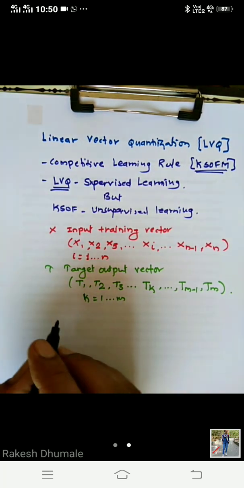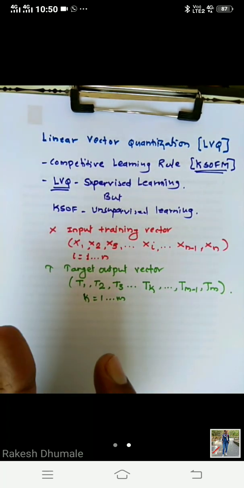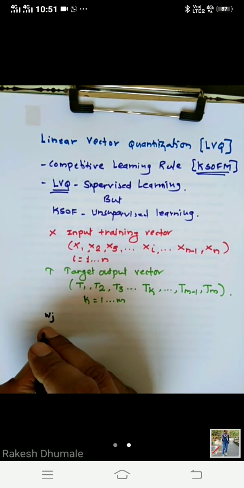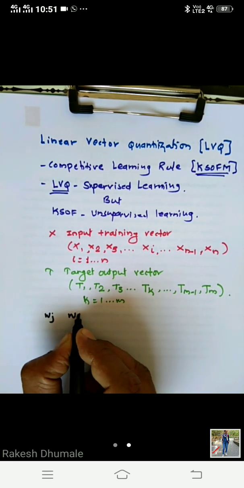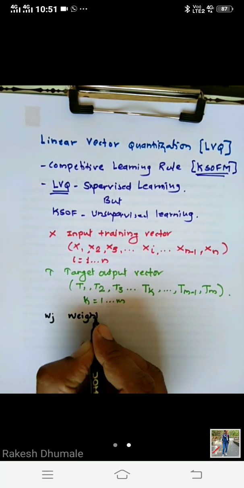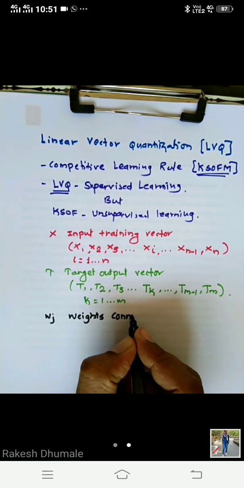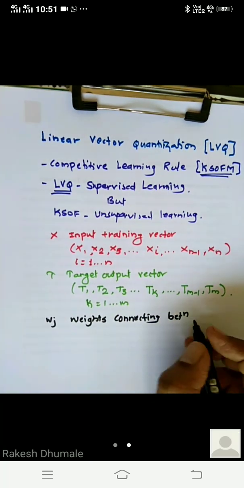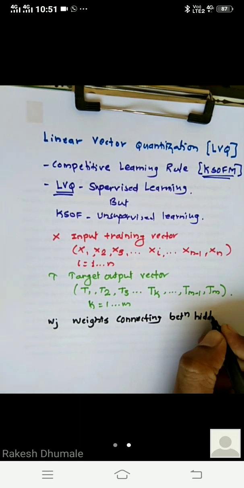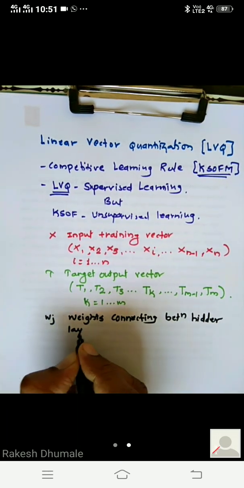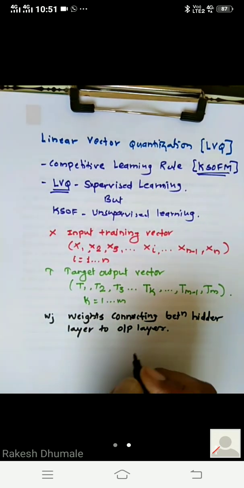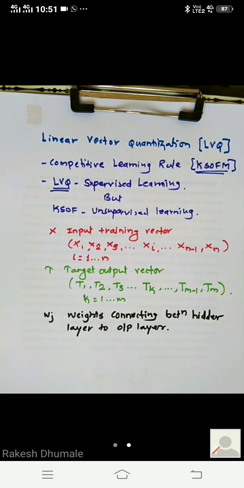Okay. Then there is a link or weight between the input and output nodes. These weights are given by Wj. These are the weights connecting the hidden layer to the output layer. So these are the important parameters.